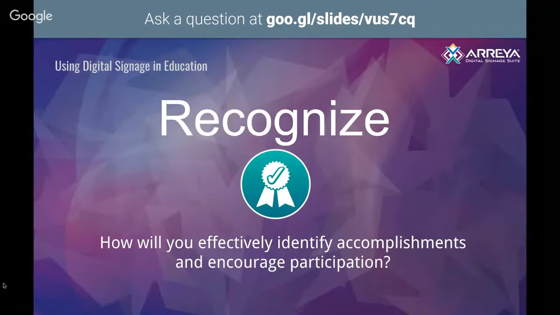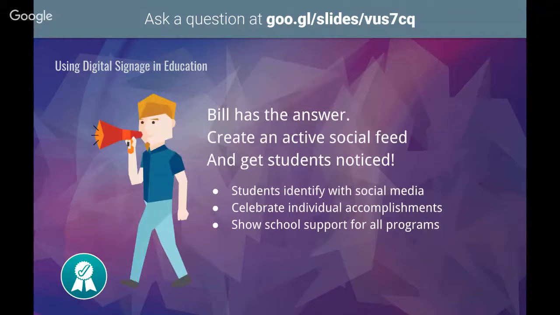Recognizes a third goal to target for digital signage in schools. How will you effectively identify accomplishments and encourage participation from your students? Bill has the answer, and his need is to be able to put social feeds into his displays. He wants to really get students noticed and their accomplishments recognized, and to be able to share those quickly and efficiently. He is able to celebrate individual accomplishments, and he wants to be able to show support for all levels of programs, different clubs and organizations.